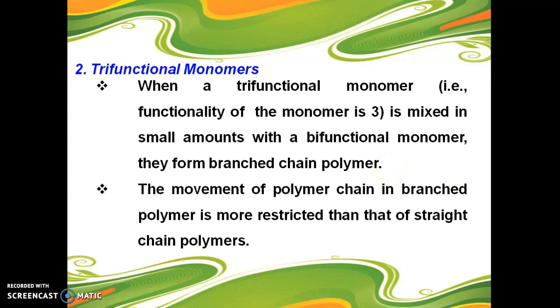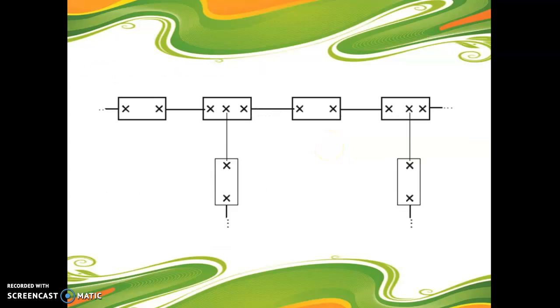Next, the significance of trifunctional monomers. What is the best example we have seen? It's glycerin. When a trifunctional monomer is mixed with small amounts of bifunctional monomers, they form branched chain polymers. The movement of polymer chains in a branched polymer is more restricted, because it is a cross-linked or branched polymer. If a trifunctional monomer is bound with a bifunctional monomer, it forms cross-linked or branched polymers.